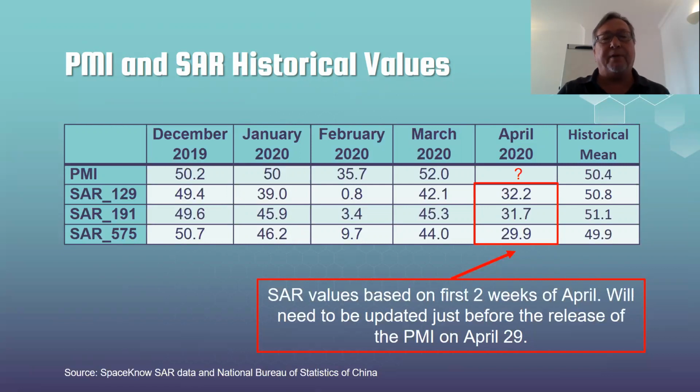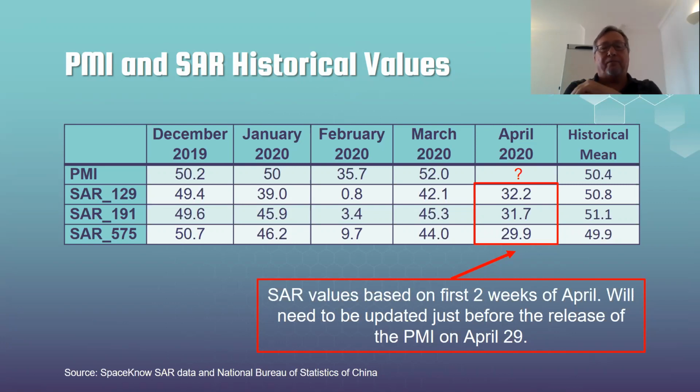So you can see the PMI in December, January was about 50. It then fell largely to about 36 in February. And then it recovered to about 50, actually 52 in March. So the question is, what are the SAR data? What do they tell us about the April number?